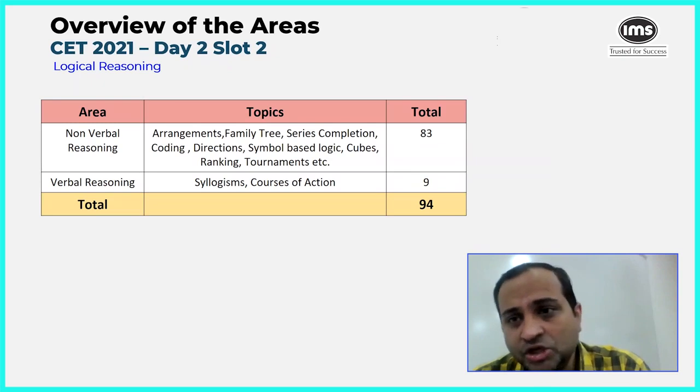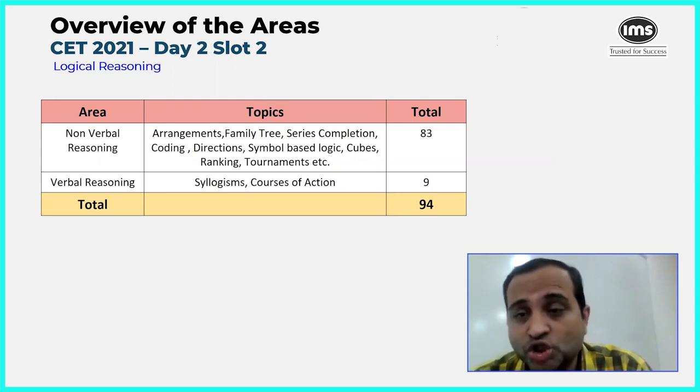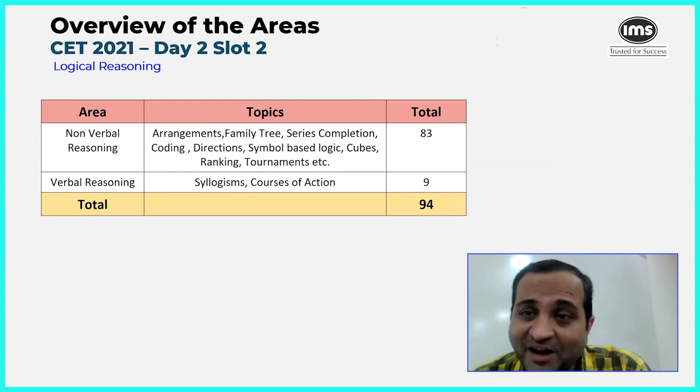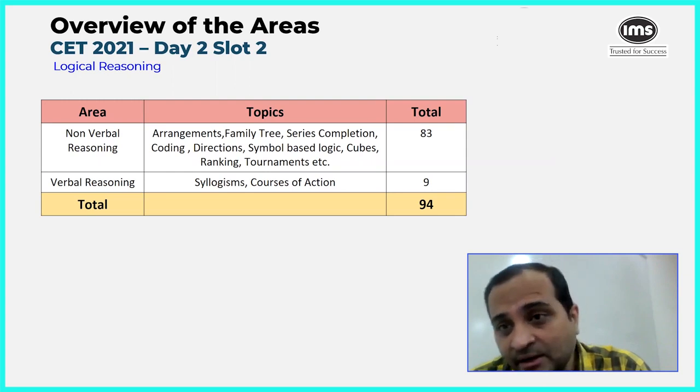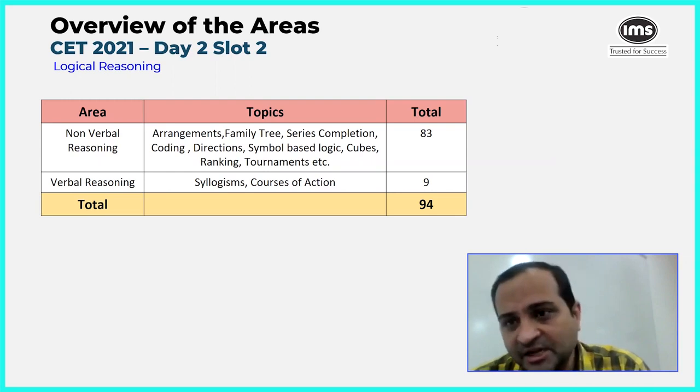Okay, that was another. Yes, there were 3 questions on clocks. There were 3 questions on calendar also in this slot. There was 1 question which was tournament-based. There were ranking questions also, approximately 5 to 6 questions based on ranking. So this constituted your 83 questions of logical reasoning.